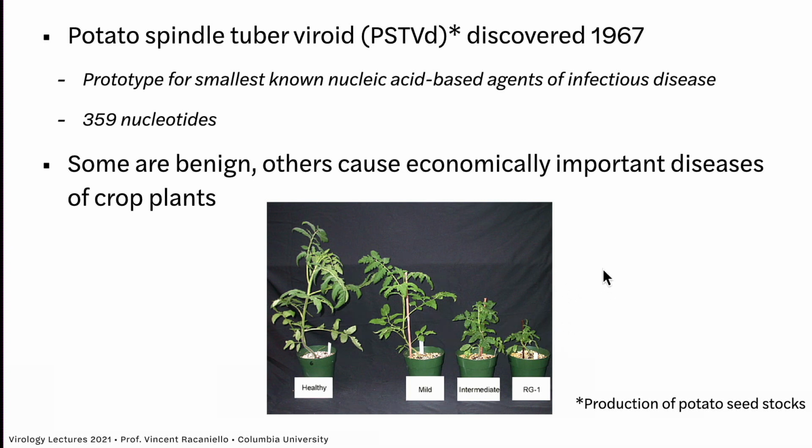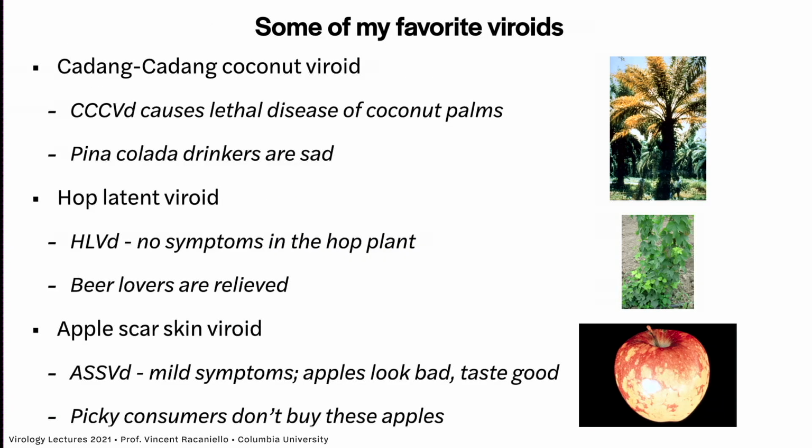And some of my favorite ones I have to tell you before we go on. The Kadang coconut viroid, CCCVD, causes lethal disease of coconut palms. And if you like pina coladas, you're sad. This is what it looks like. You ever see a palm tree? You go somewhere where they have palm trees. If they're brown like this, that's Kadang coconut viroid. Lethal disease. It will kill the coconut palm.